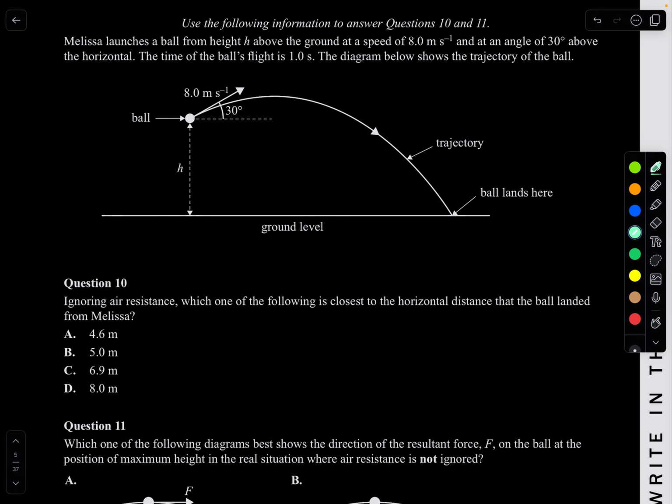Question 10 and 11. Let's have a look at this. Melissa launches a ball from a height h above the ground at a speed of 8 meters per second at an angle of 30 degrees above the horizontal. The time of the ball flight is 1 second. The diagram below shows the trajectory of the ball. Ignoring air resistance, which of the following is closest to the horizontal distance that the ball landed from Melissa? So we're trying to calculate this horizontal distance. What do we know about the horizontal distance?